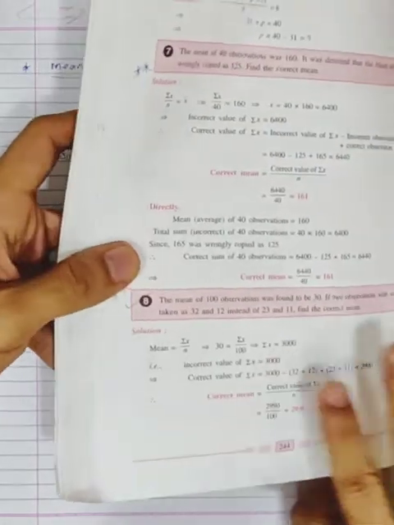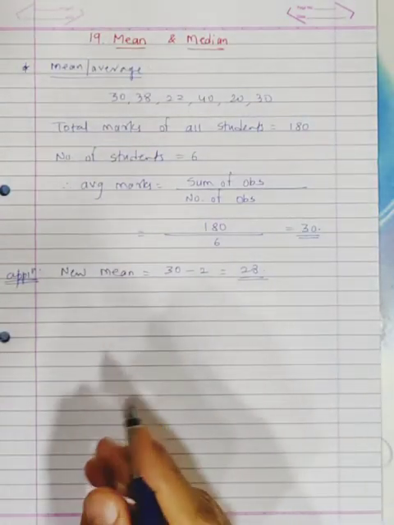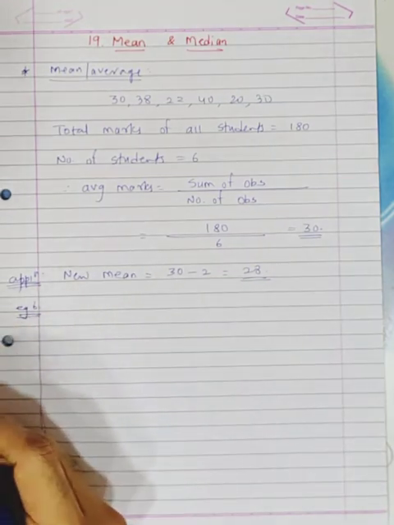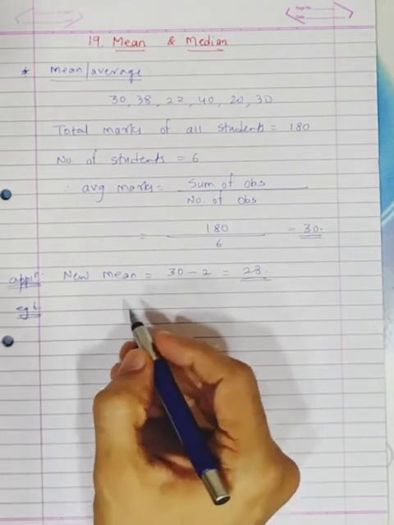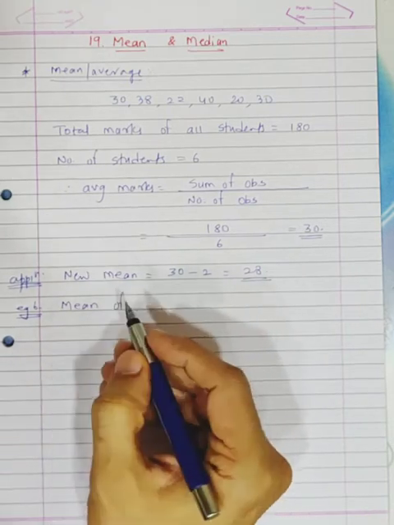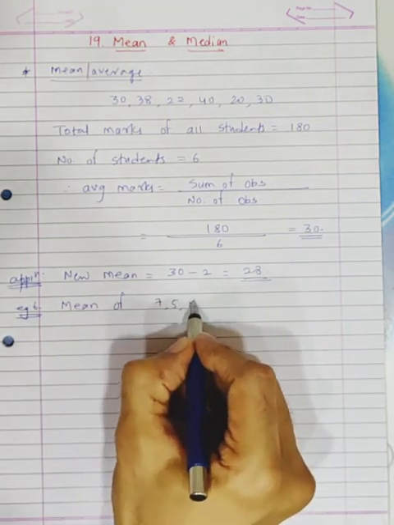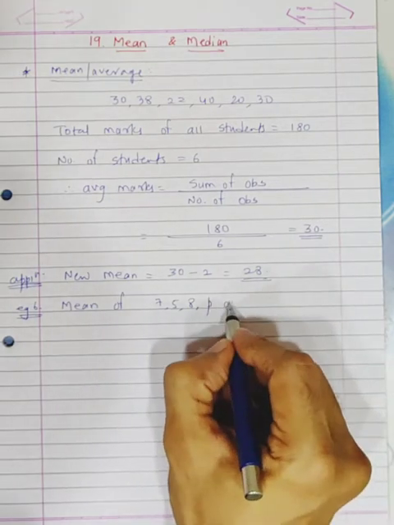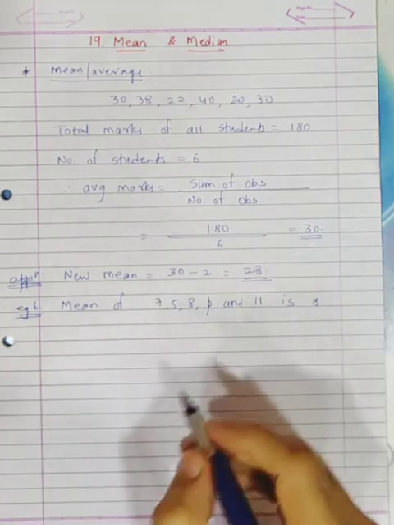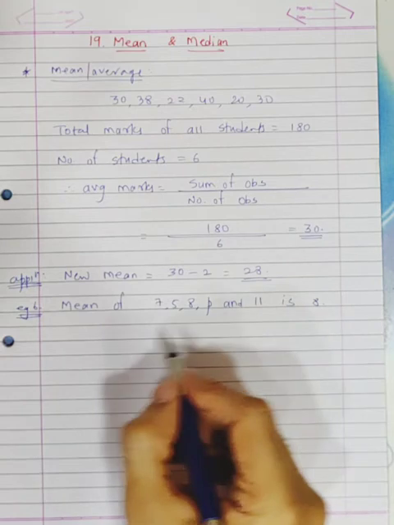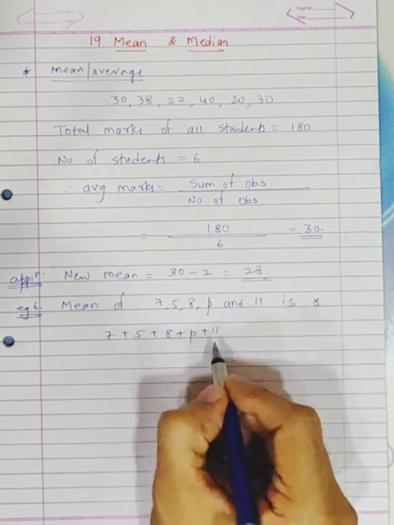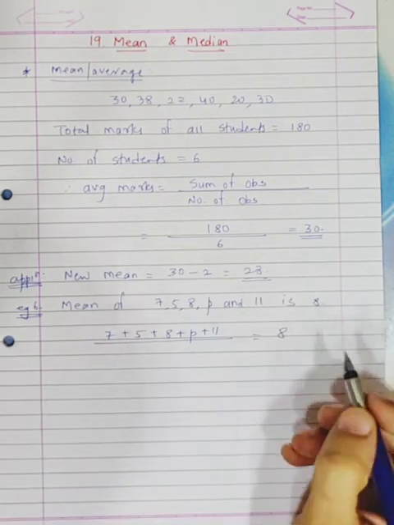Okay. Now in the next sum, I am starting with example number 6. You can refer in your textbook, or I am also showing you the question here. Now they are saying the mean of 7, 5, 8, P and 11 is 8. Okay, you have to find the value of what? P. So what do you mean by mean of 7? So we'll say 7 plus 5 plus 8 plus P plus 11, divided by, is equal to 8.